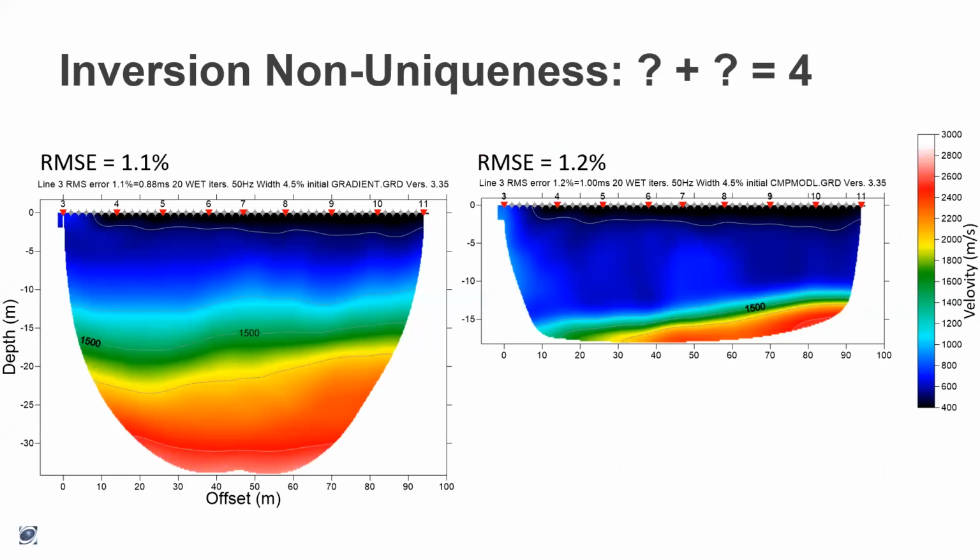So one key concept in nonlinear geophysical inversion is what we call non-uniqueness. And that's that there are an infinite number of potential Earth models that can fit the data.